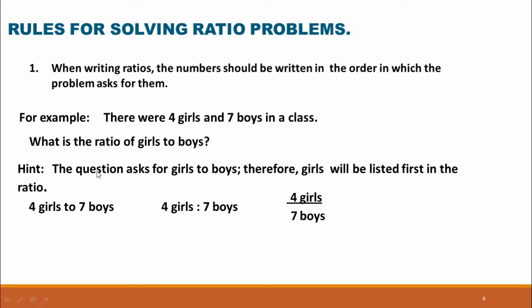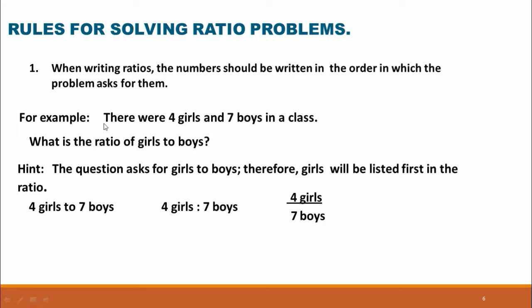Don't make a mistake when performing the ratio between quantities. Put the quantity which is asked first in the first position. In this question, it asks for girls to boys. Therefore, girls will be listed first in the ratio. So we can write 4 girls to 7 boys, or 4 girls ratio 7 boys, or 4 girls divided by 7 boys. So this is the first important rule for representing the ratio between quantities from descriptions.